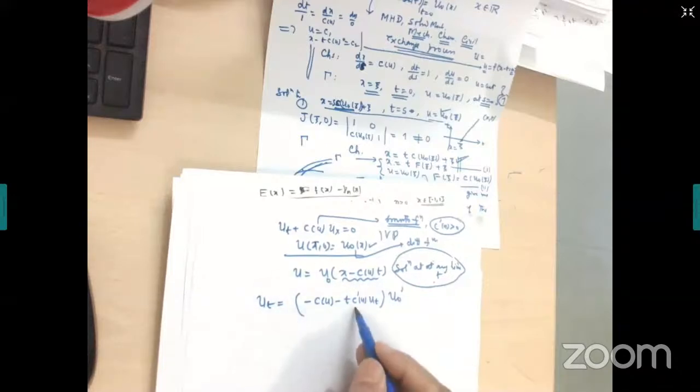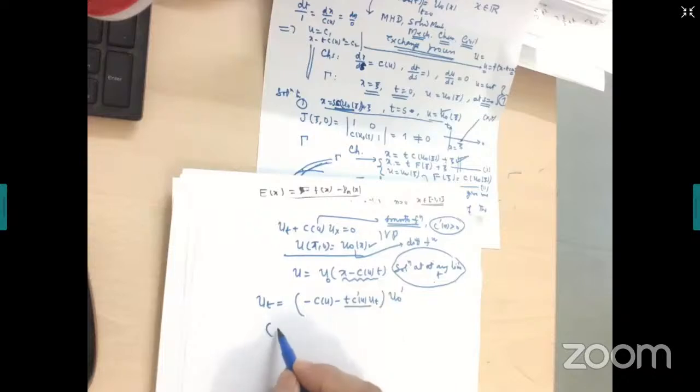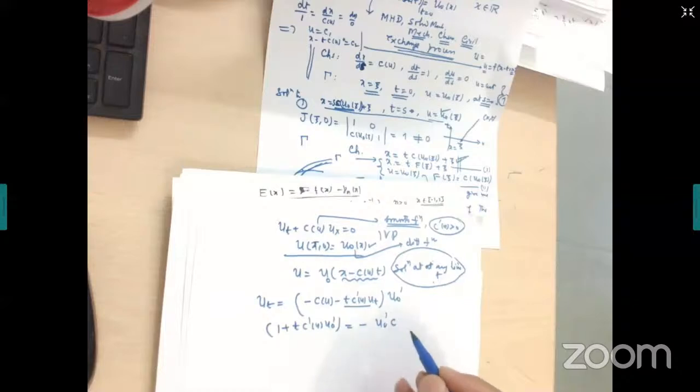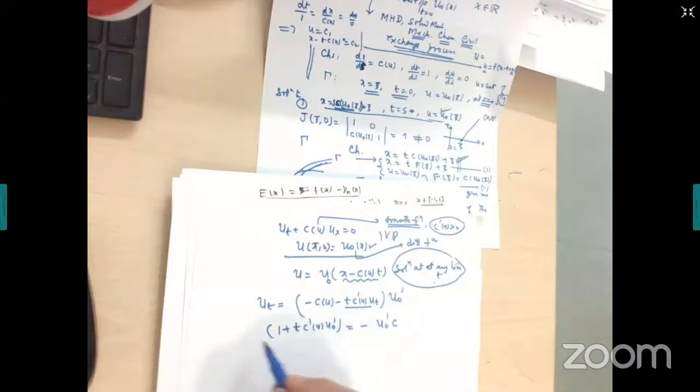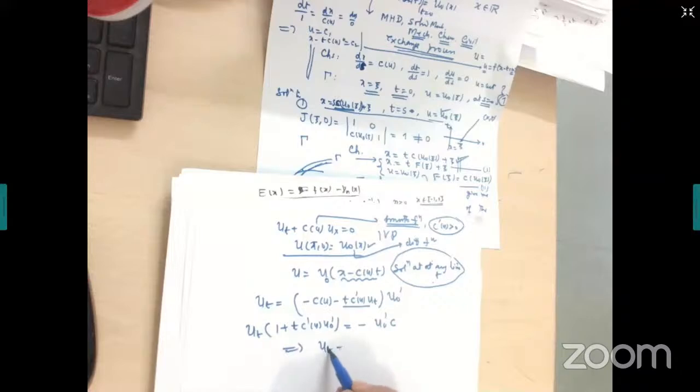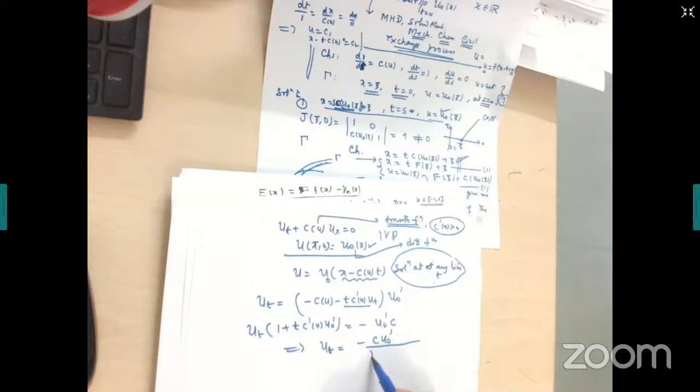So transposing this to the left, what do you get? 1 plus t times c dash u into u naught dash. This is your minus u naught dash into c. Understood that c is a function of u, I need not write it every time. This multiplied by u t. So from here I get u t is equal to minus c u naught dash divided by 1 plus t c dash u naught dash.